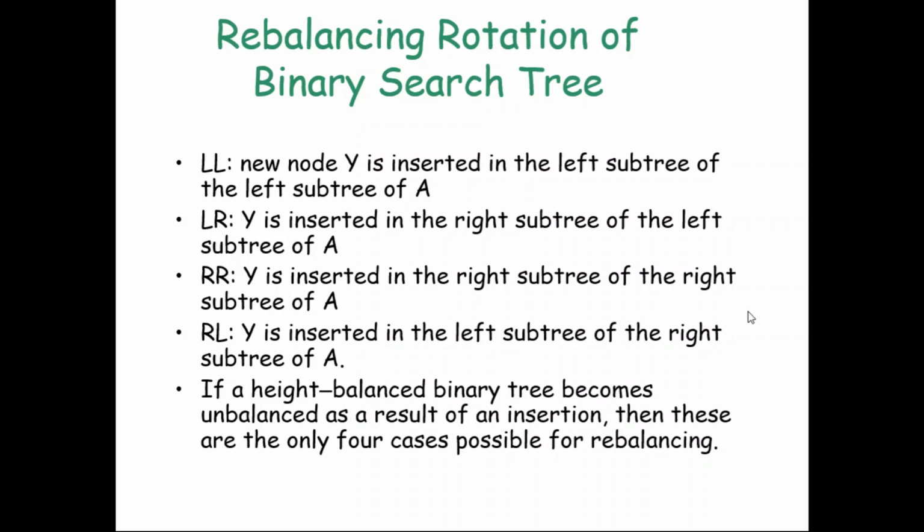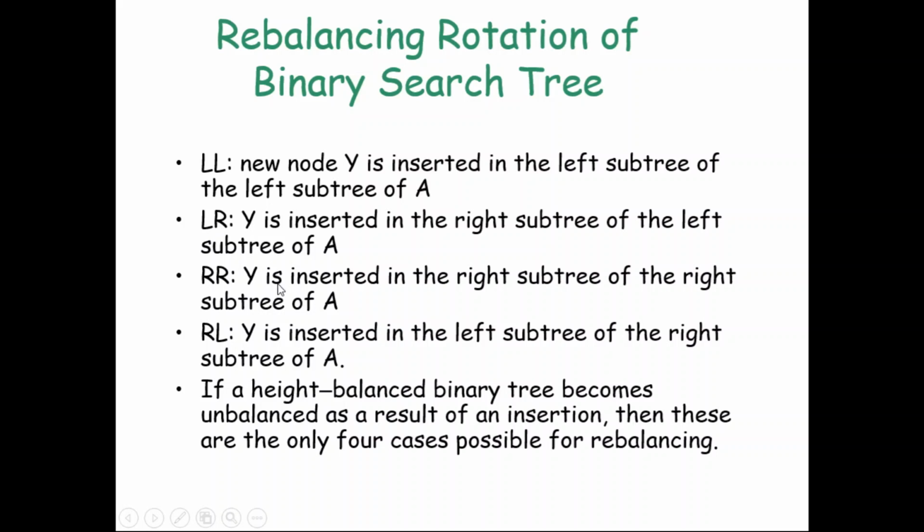So these are the 4 possible cases for unbalancing, and how to rebalance. LL means the new node Y is inserted in the left subtree of the left subtree of A, where A is the one which got unbalanced. Then you have to perform a right rotation. LR means the new node is inserted in the right subtree of the left subtree of A, where A got unbalanced. Then we have to perform 2 rotations, a left and a right rotation.